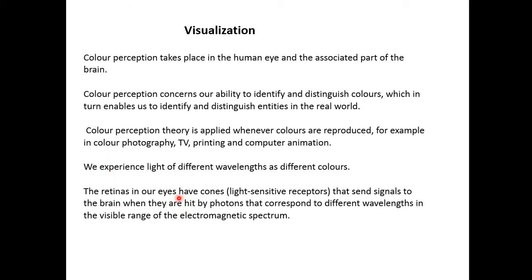So human eyes have cones. We have cones, light sensitive receptors in our eyes, and with the help of cones we are able to visualize and differentiate the colors. They send signals to the brain when they are hit by photons or any light that corresponds to different wavelengths. Like we see red wavelength, we see blue wavelength, green, or any visible color.